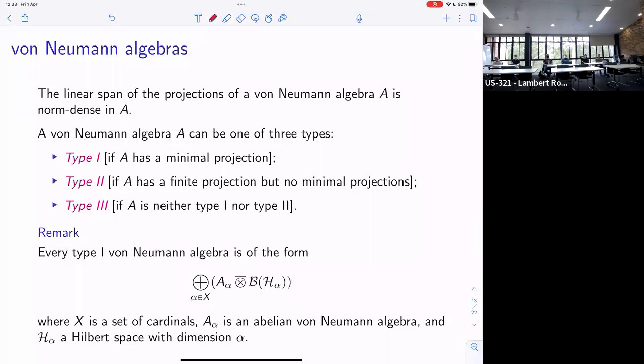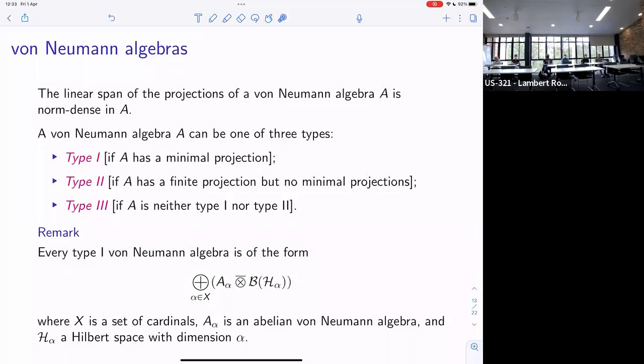And by studying the projections of a given von Neumann algebra, we can classify von Neumann algebras into three different types: the type 1, type 2, and type 3 von Neumann algebras. And here in the brackets, I've given the description of the types for factor von Neumann algebras, which are kind of the building blocks of general von Neumann algebras.